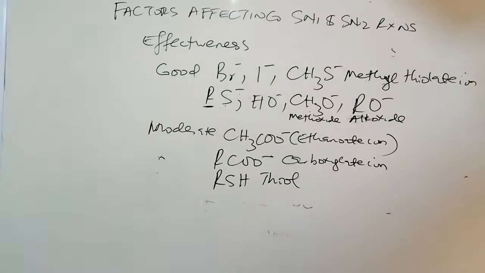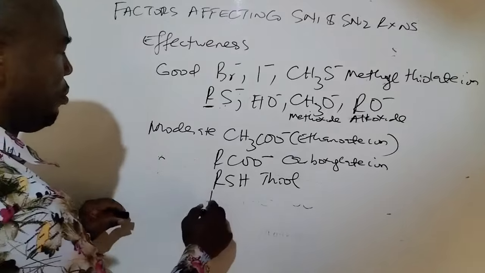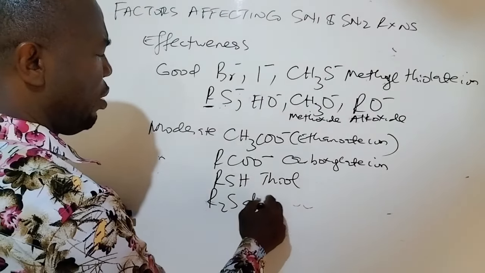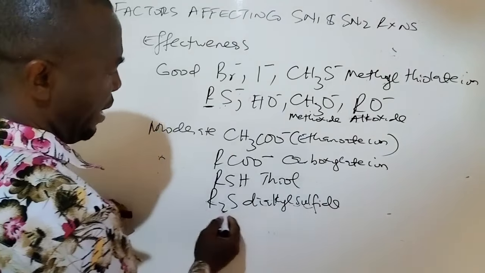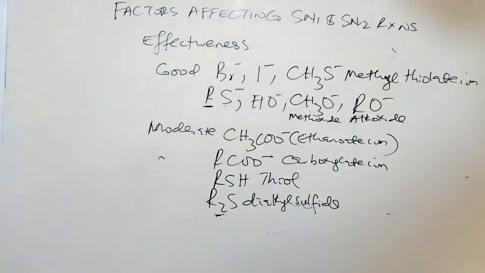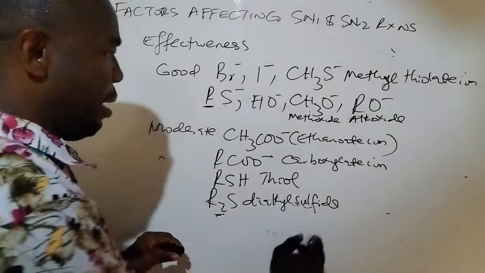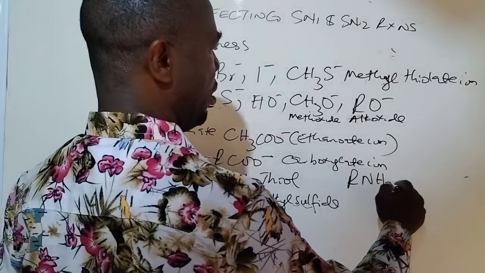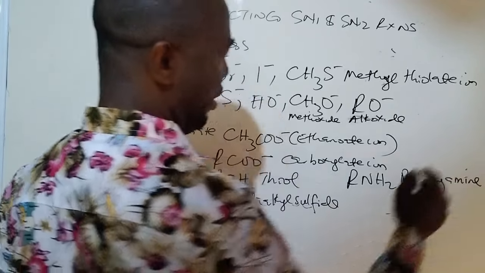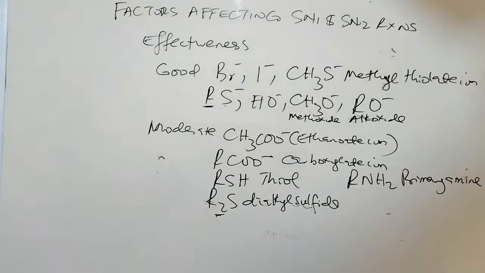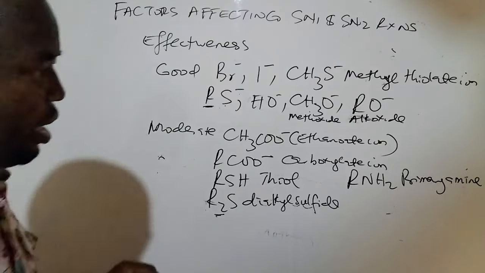Okay, RSH, pronounced thiol. So we have the dialkyl sulfide, because this is dialkyl, two alkyl groups. There we have the primary amine. Primary amine, NH2 is the amino group. We have the secondary amine and the tertiary amine.